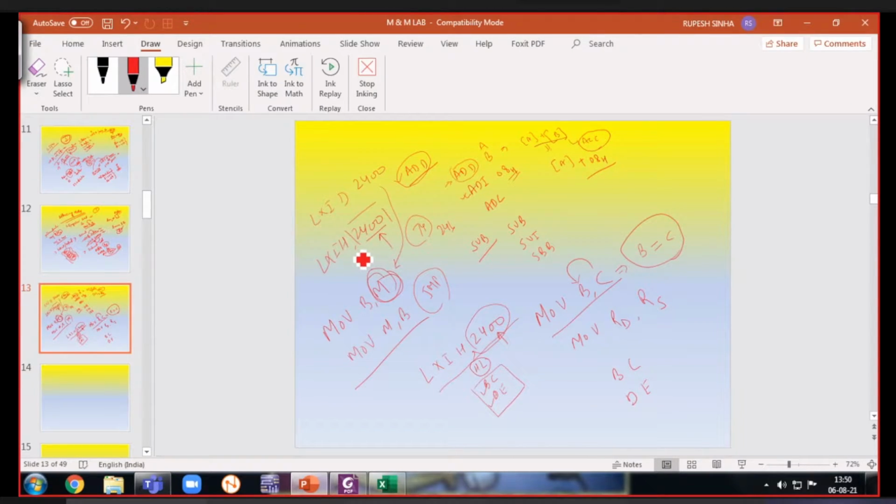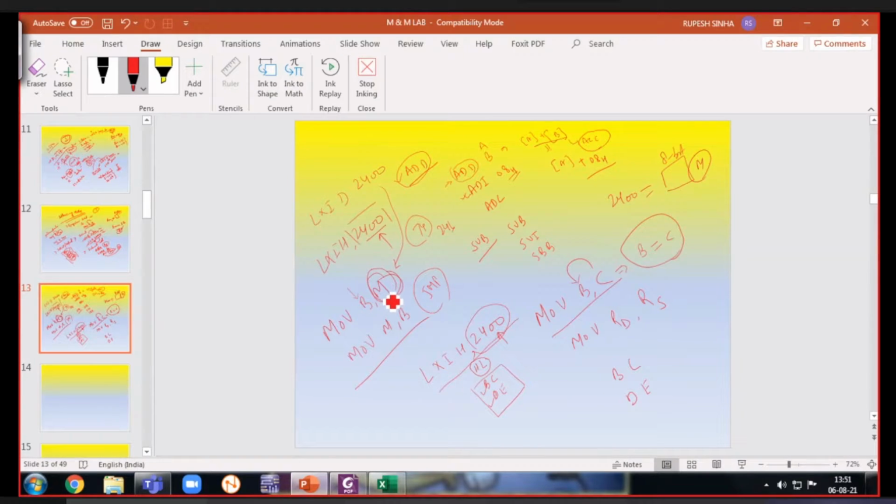Remember this, because we will use this concept several times in our program. LXI H 2400. So whatever the content at location 2400, this content is an 8-bit value. This is M. So it means move B comma M. And you all know register B can store a maximum of 8 bits. So check the compatibility also. M must be of 8 bits. We cannot move a 16-bit value into a single register B. That is invalid.